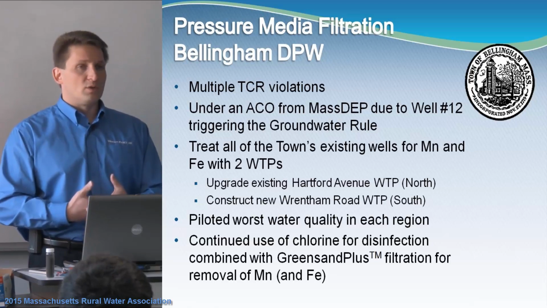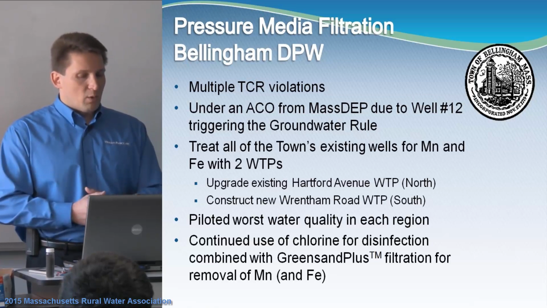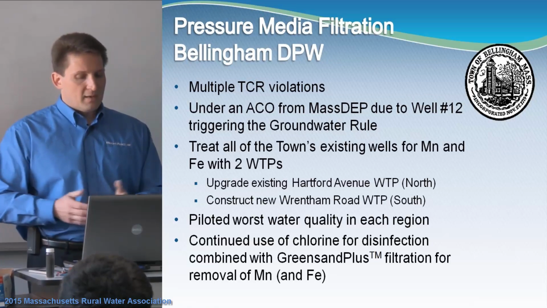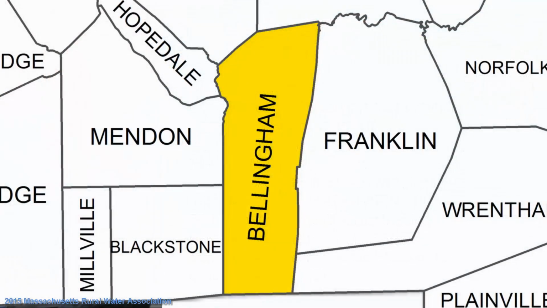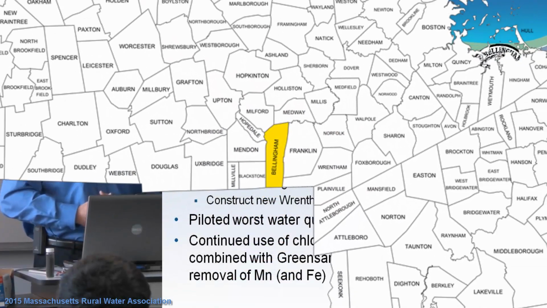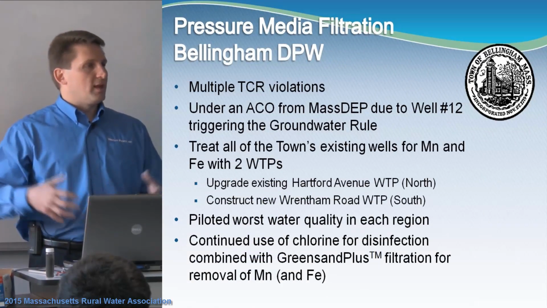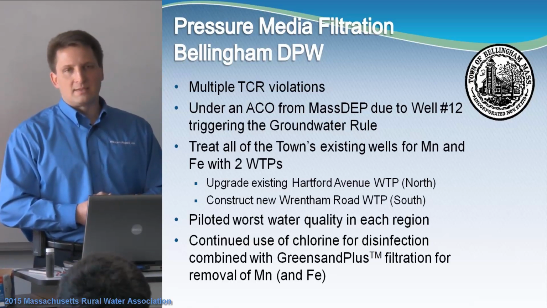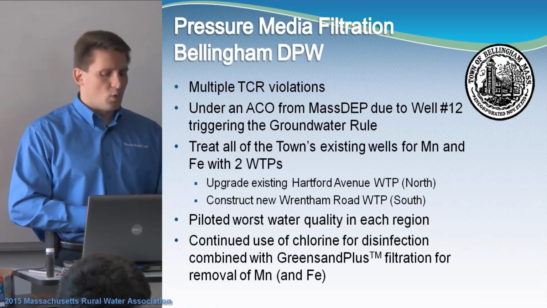So basically, all of their sources are being treated. And it's going to be for iron and manganese as well as the disinfection requirements of the groundwater rule. And I don't know if you guys know, but Bellingham is just one of those long, narrow towns. It's not a circle or a square or anything. It's long. It's pretty extensive. They have sources in the north and they have sources in the south. To do one facility would have required too much piping, too much pumping. It wouldn't have been cost effective, so it was decided to upgrade an existing facility that they had in the north, increase its capacity, and then build them a new facility in the south to remove the iron and the manganese at 2 centralized locations as opposed to just one.